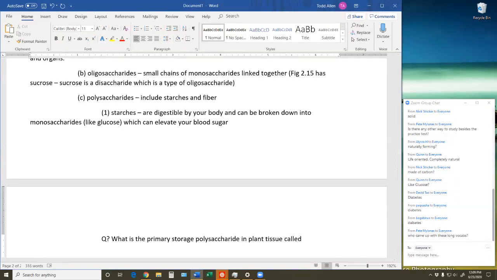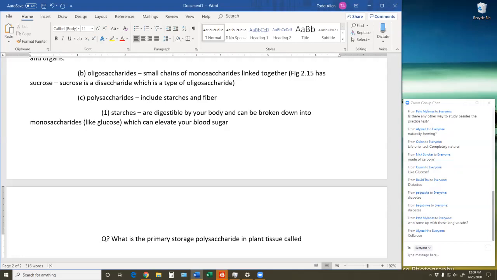Pete, who came up with these long vocab words? Well, I don't know. Putting an English name on a chemical structure is very intimidating, and it does get worse. I promise you, it gets worse.